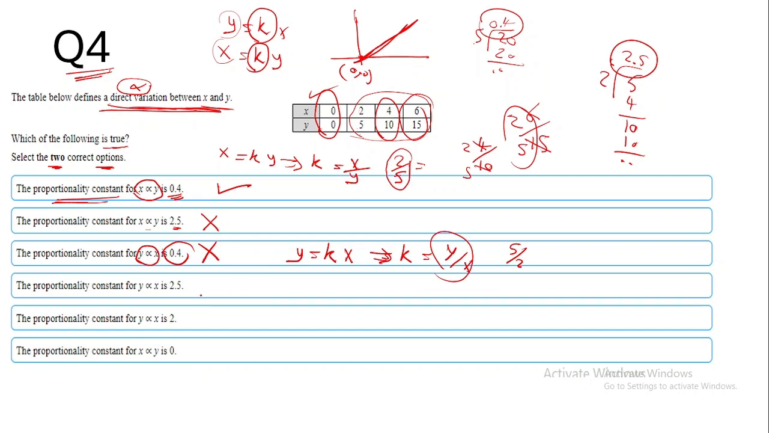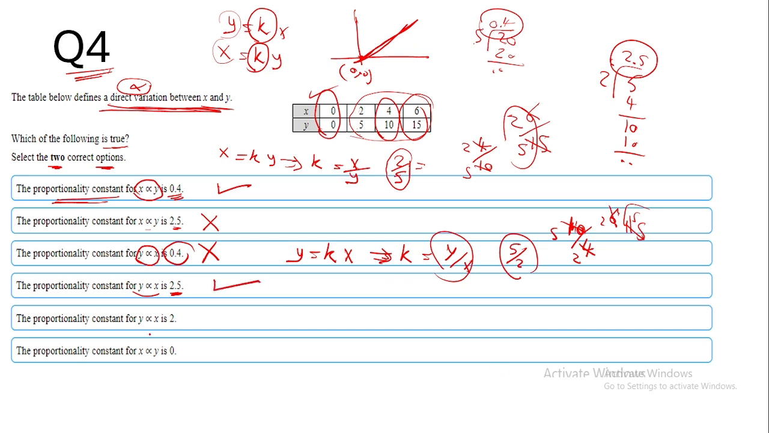Okay, this one says the proportional constant for y is 2.5. Yes, we get one value is 2.5. So let's see the other value. 10 divided by 4. So it will be 2.5, 5 over 2. Okay, third value. Take 15 by 6. 3, 2, 15, 5. So the same value. That means this answer is correct.